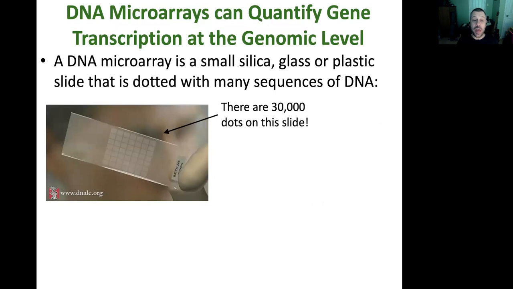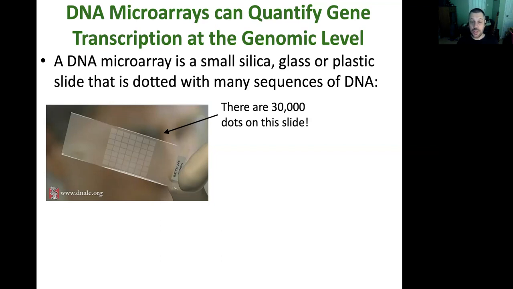And the way we can do that is using DNA microarrays, which is the first technique or technology that we're going to talk about. And DNA microarrays are cool because they allow us to see what genes are expressed and at what levels in any given cell at any given time. They're called DNA microarrays because they are literally a tiny array of DNA sequences.